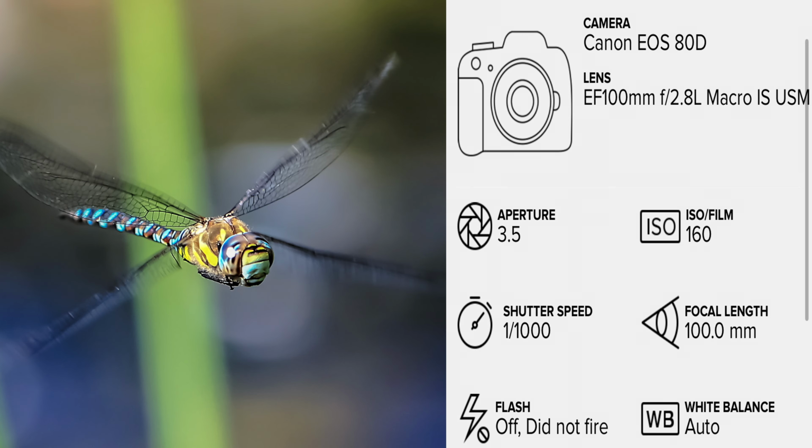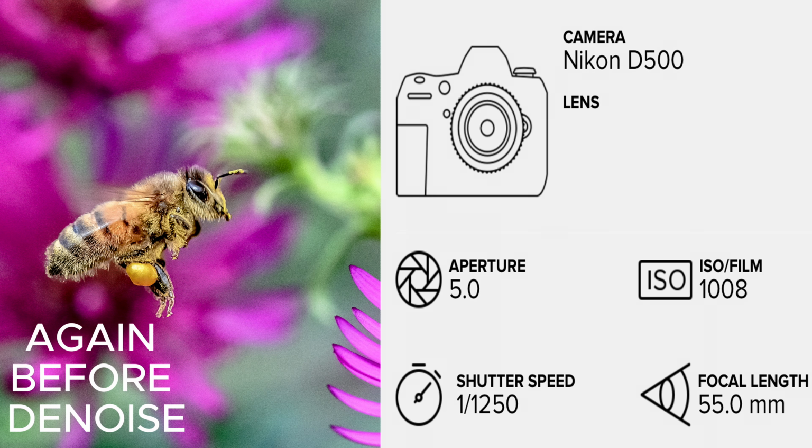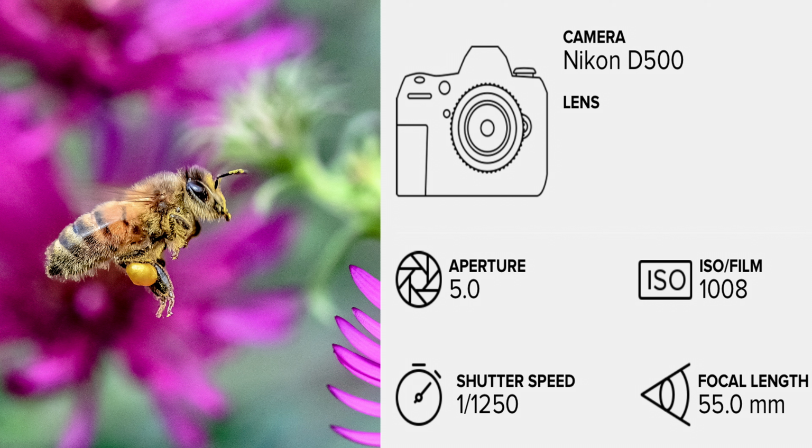This is the Canon EF 100mm f2.8L macro IS USM on a Canon EOS 80D. This is a Nikon 55mm on a Nikon D500, giving a focal length of 82.5 millimeters.